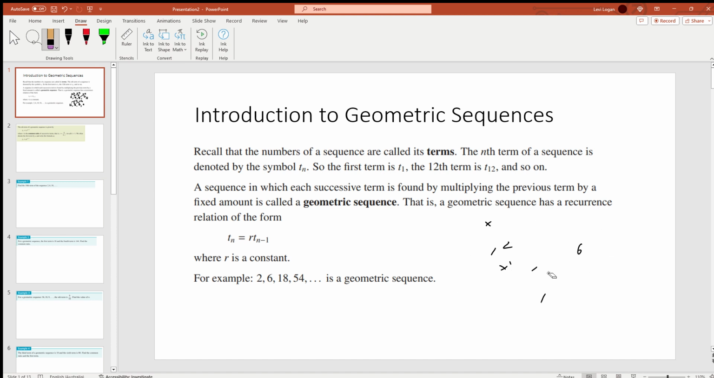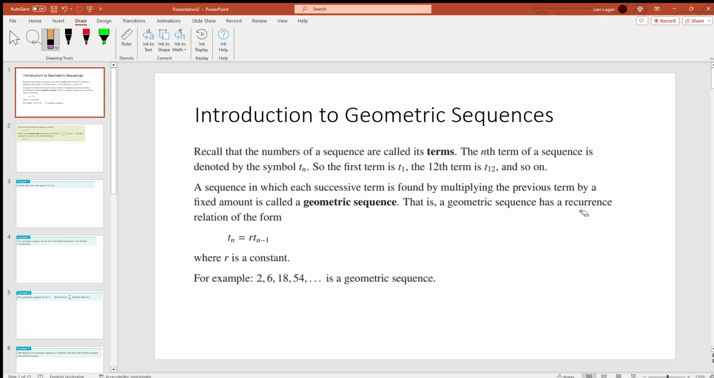Okay, so recall the number of a sequence is called its term. So the nth term of a sequence is denoted by Tn. So the first term is T of 1 and the 12th term is T of 12, and so on and so forth. A sequence in which each successive term is found by multiplying the previous term by a fixed amount is called a geometric sequence. So pretty much it's multiplying or dividing by a constant amount.